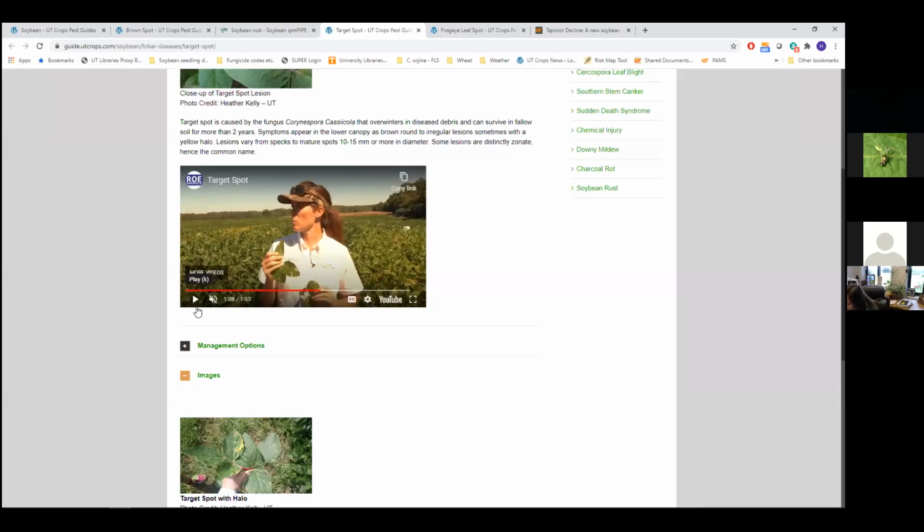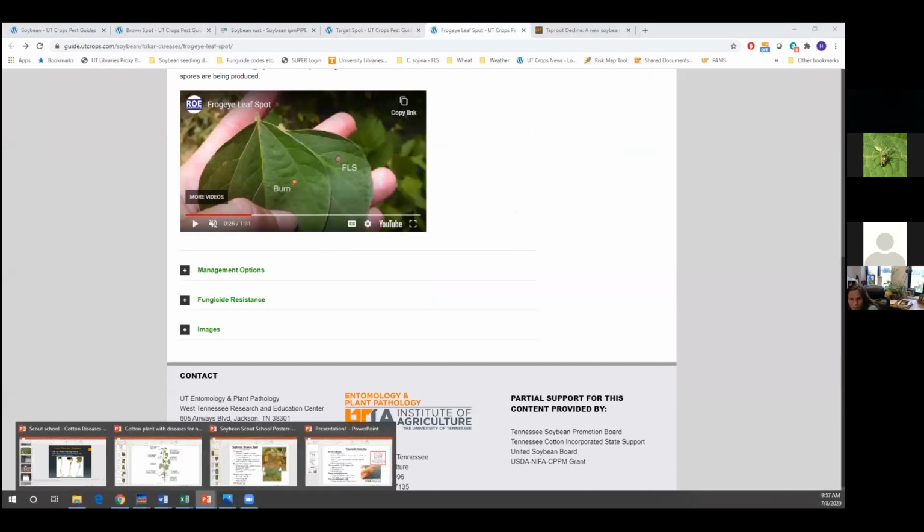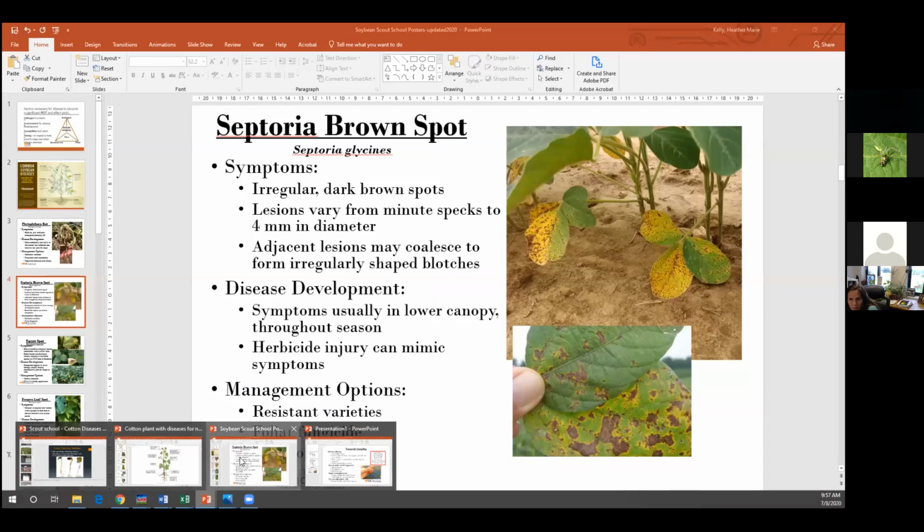And so then moving on to our big foliar disease, frogeye leaf spot. I do want to first pull up my PowerPoint on it.